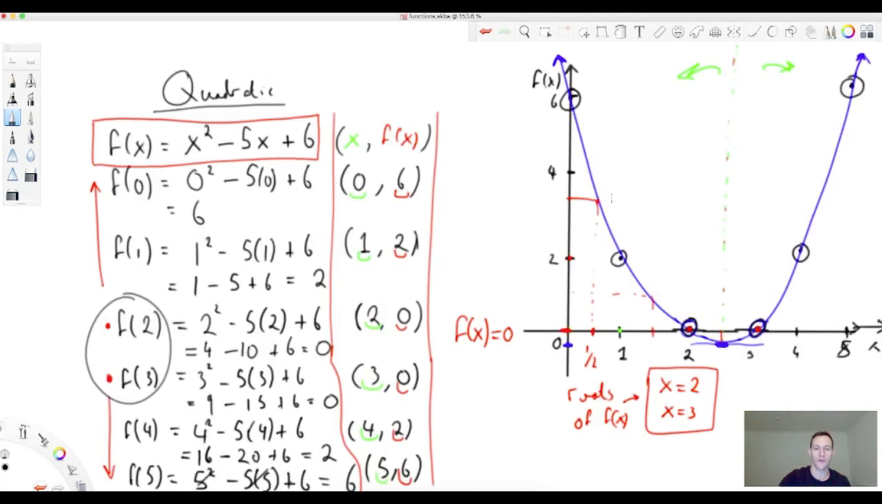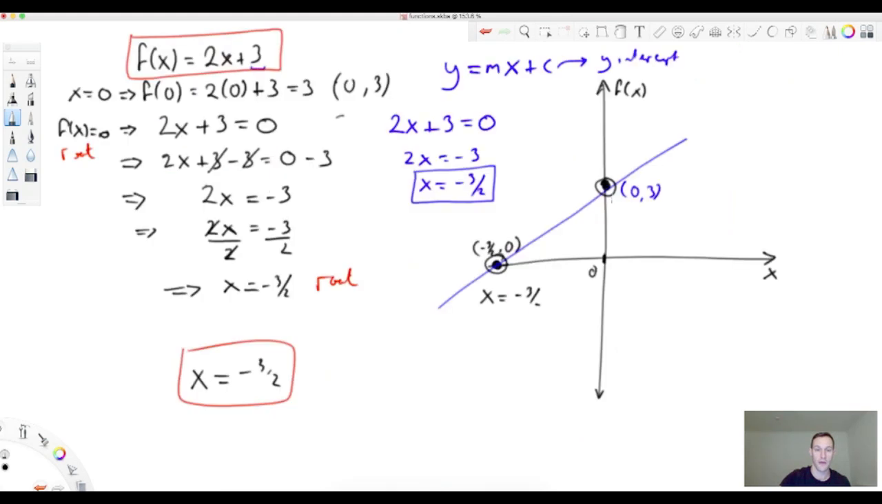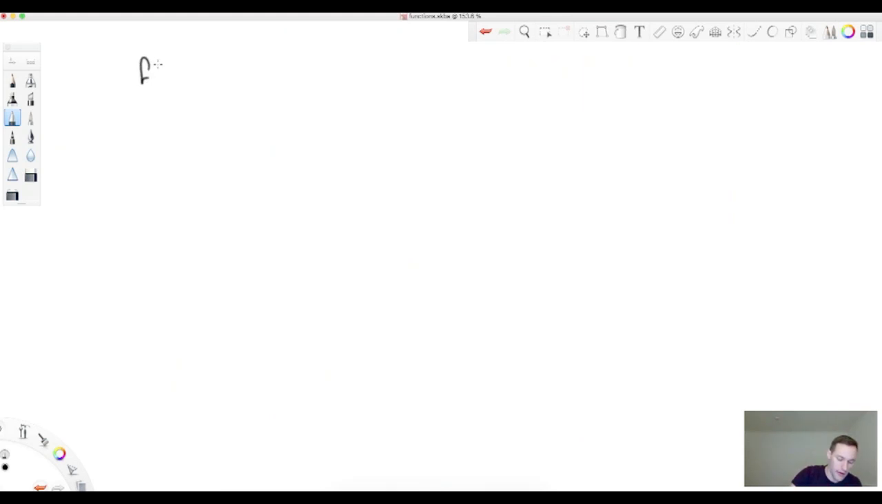So this was the quadratic that we used before, and what I want to do is find the roots of this quadratic equation and then use that to plot it. Okay. So let's write it again. So f of x was equal to x squared minus 5x plus 6. So this is my quadratic equation.